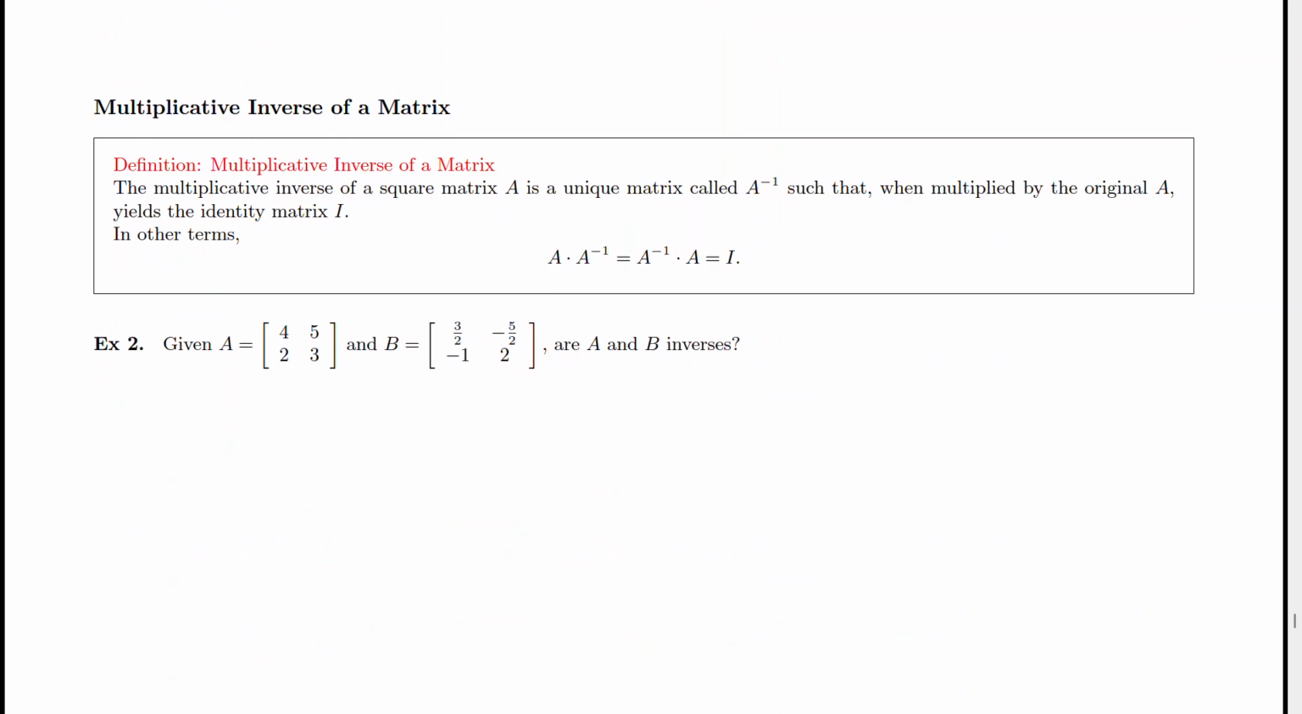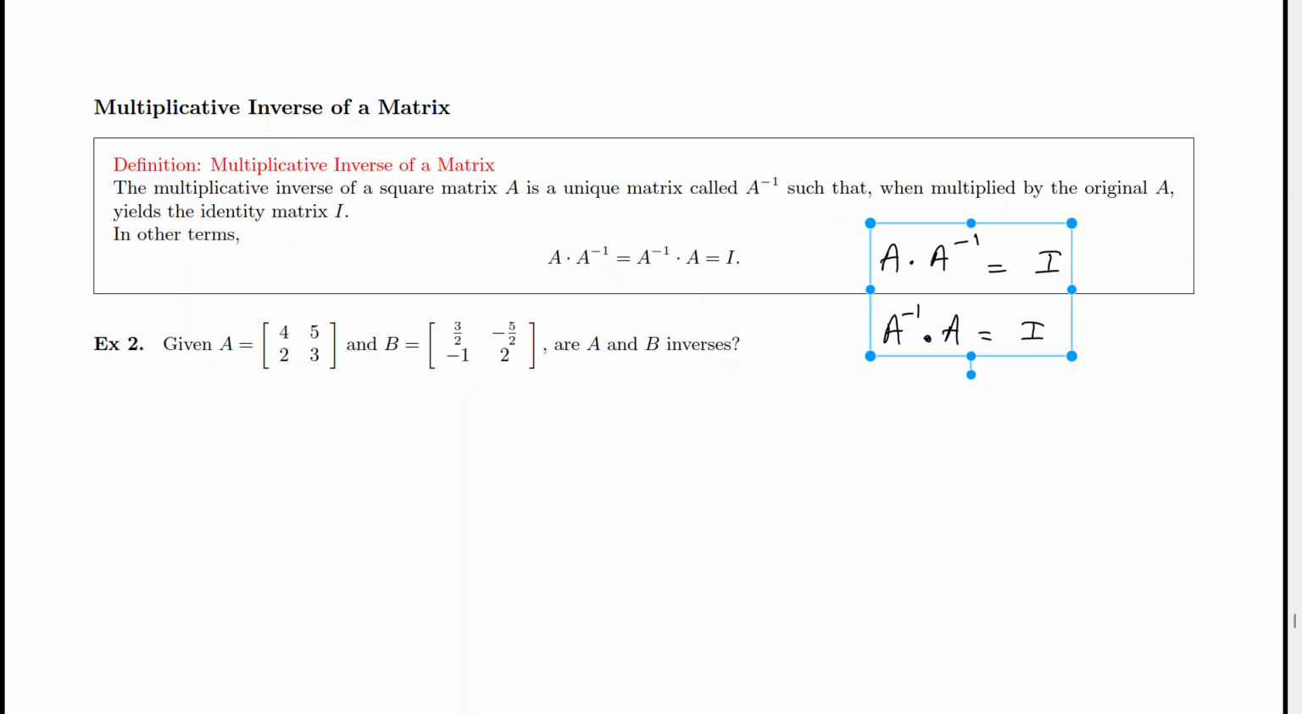Now, let's talk about the multiplicative inverse of a matrix, or just the inverse of a matrix. So given a matrix A, the inverse matrix is typically called A to the power of negative 1, or A inverse, and it is another matrix that when multiplied with the matrix A gives us back the identity matrix. So in other terms, if you multiply A with the A inverse, the answer is going to be the identity matrix. Or another way of saying this is to say that if you multiply the inverse matrix with the original matrix A, the answer will be again the identity matrix as well.